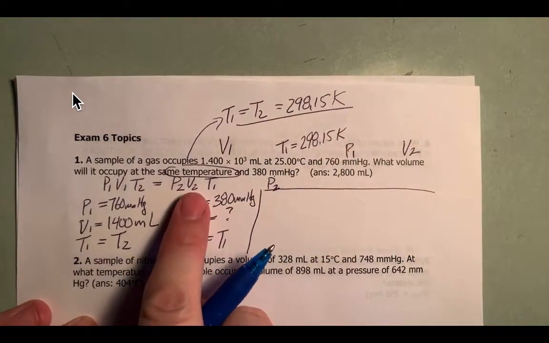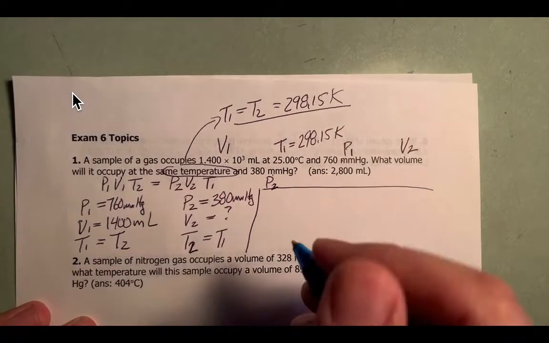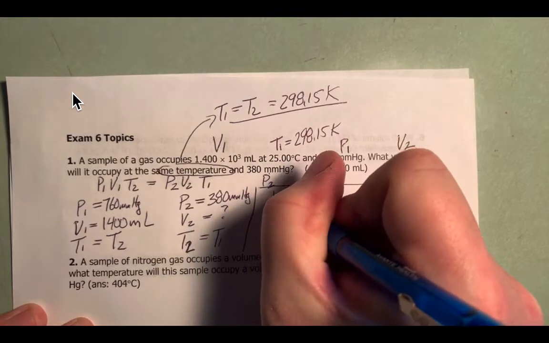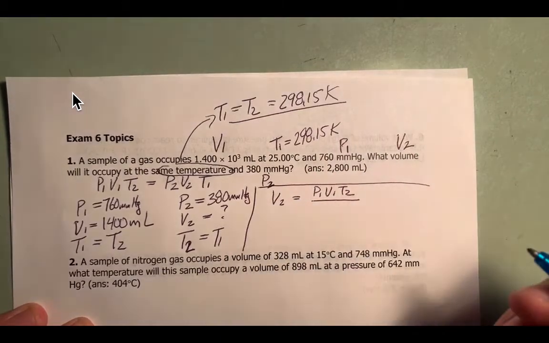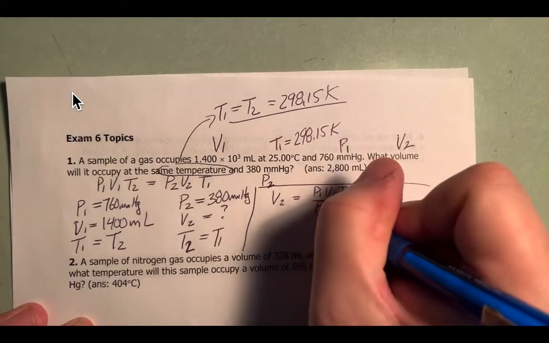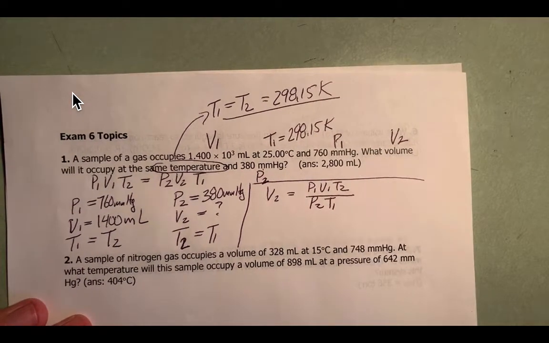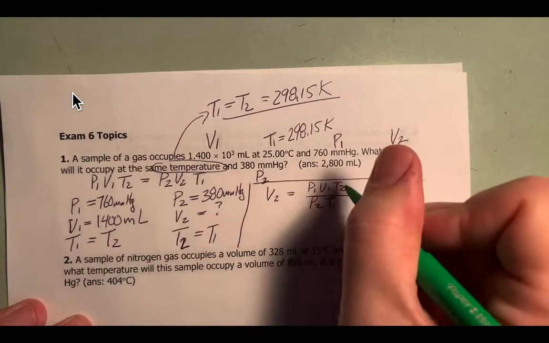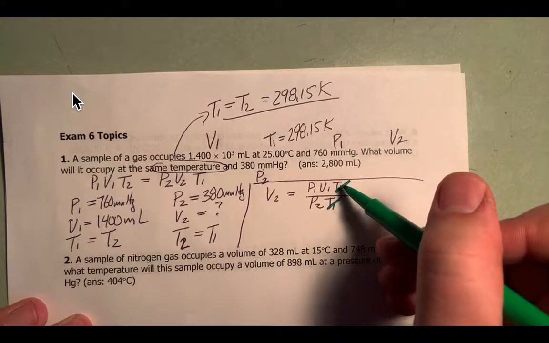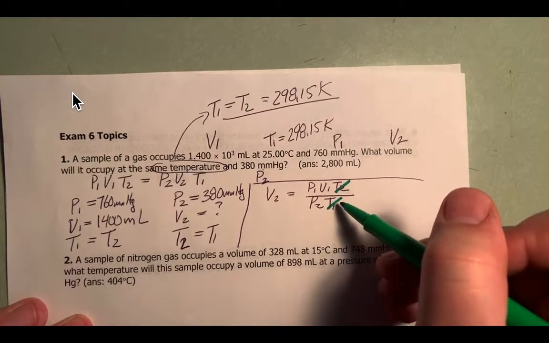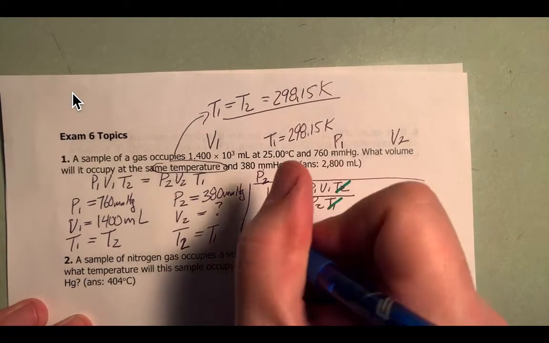So now we're going to solve for V2, and so we'll divide both sides by everything that's not V2 on this side, and that gives me that V2 is equal to P1 V1 T2 over P2 T1. As we just said, the temperatures can fall out, and you can see either I could set these equal and then cancel, or I could put 298.15 here and 298.15 there, and it would cancel. So either way, that's going to cancel out.